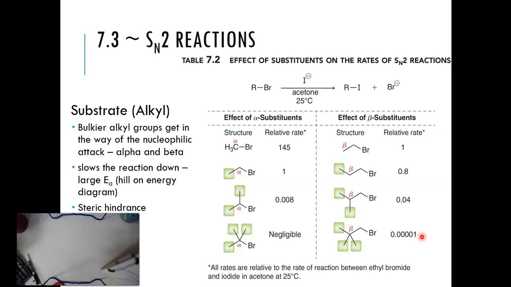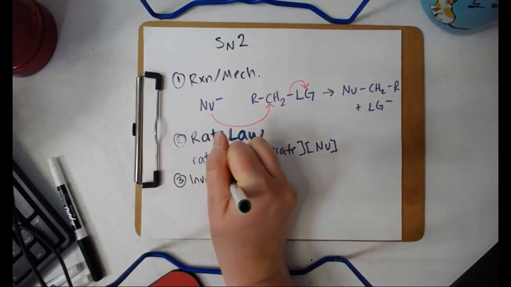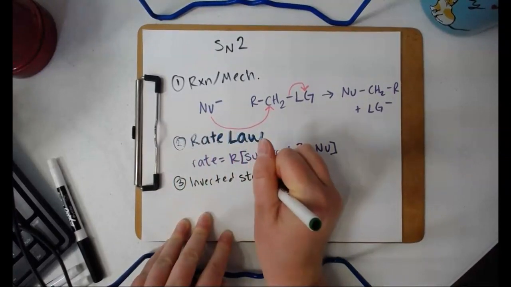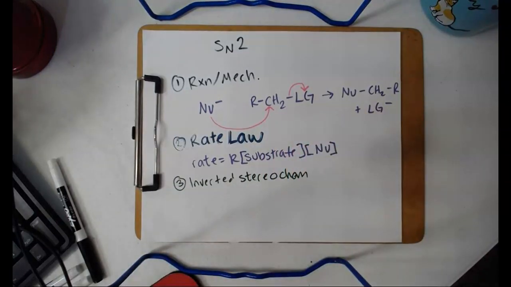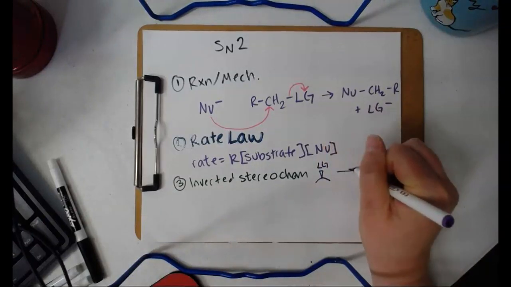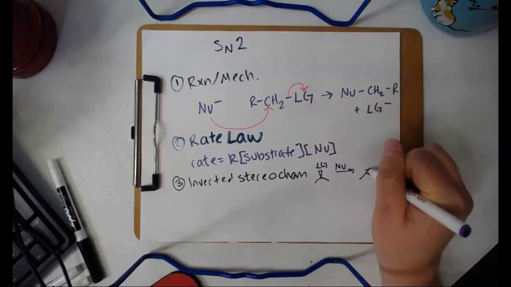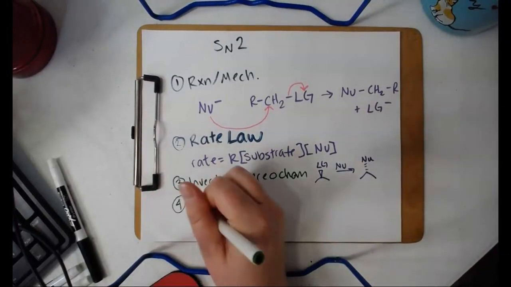And I'm going to add our stereochemistry information to our summary list as well. Number 3 that I'm going to put here is that we end up with inverted stereochemistry. So we start with a wedge on our leaving group, and we end up with a dash on our leaving group. Number 4 is our substrate information.